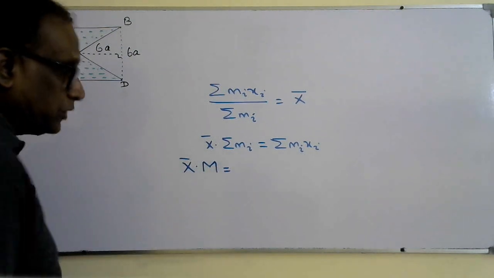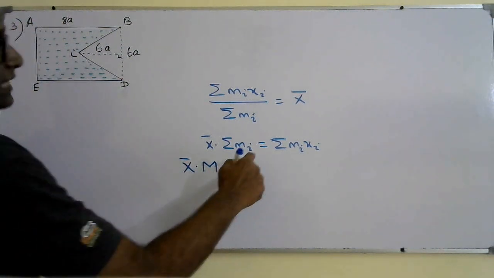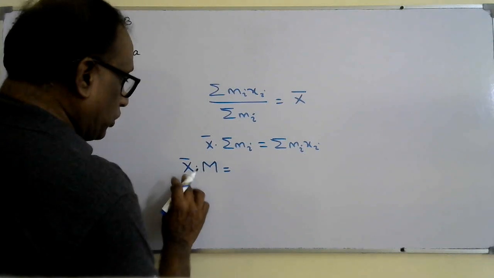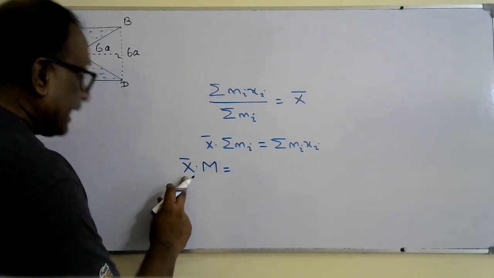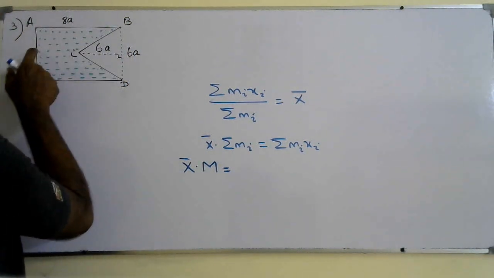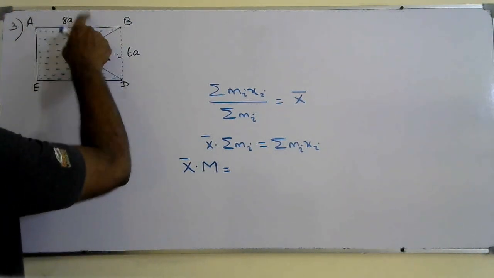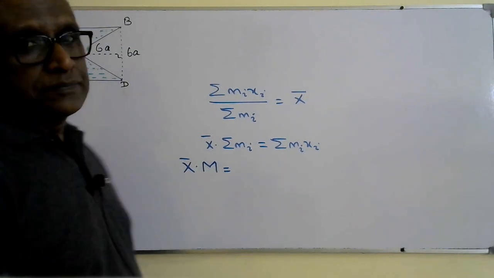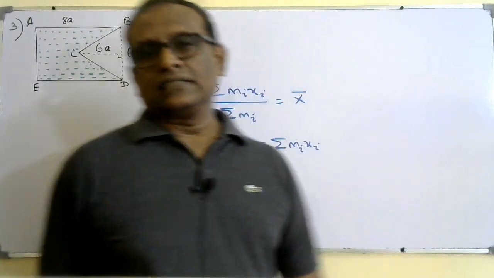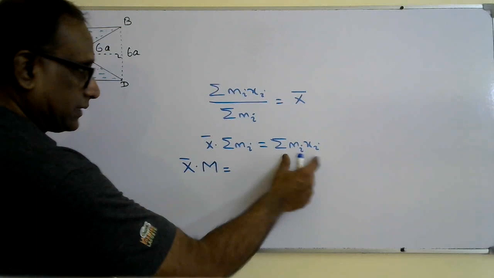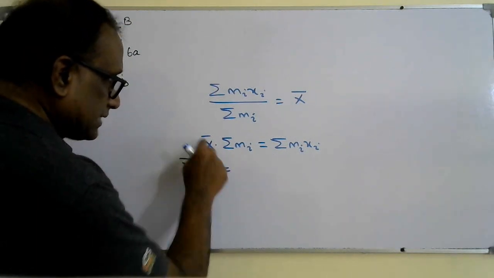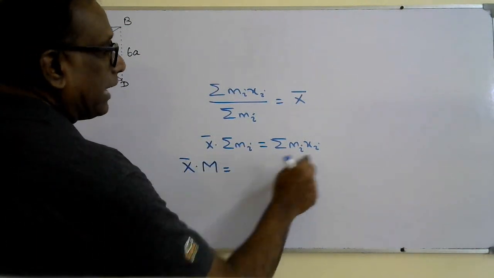That is equal to sigma mi xi. We know that the center of mass of the rectangle is at a distance of 4a from AE. The mass of the rectangle we can also find: 8a into 6a into the mass per unit area, which we take as rho. So this part is equal to sigma mi xi.